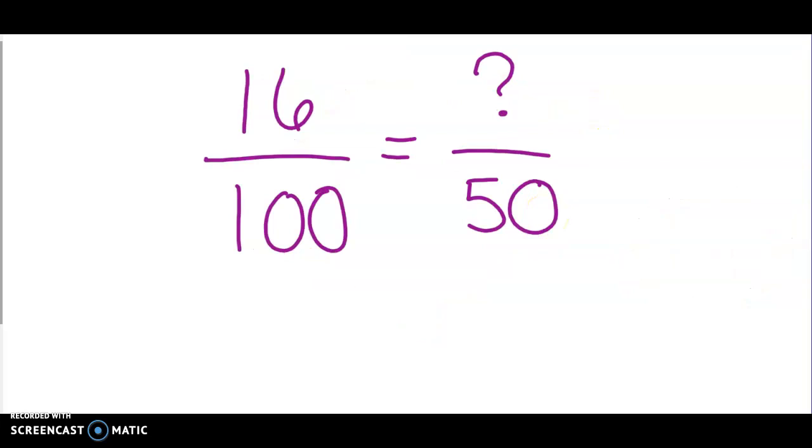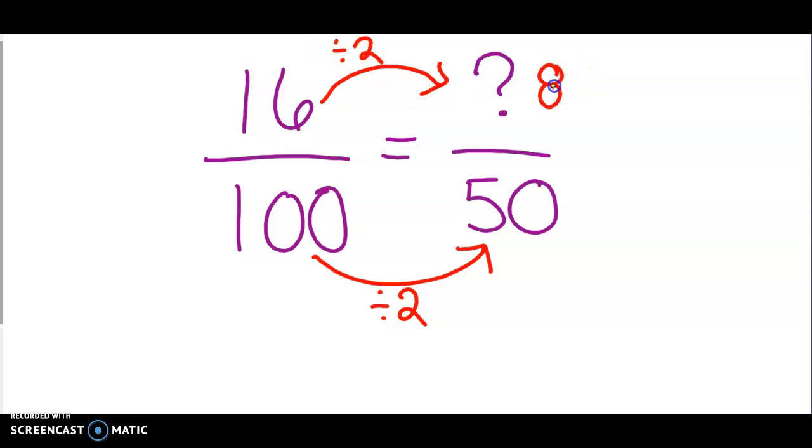Let's look at another. The ratio 16 to 100 is equivalent to the ratio question mark to 50. Here I see that to get from 100 to 50, I can divide by 2. So I'm going to do the same in the numerator and divide 16 by 2. 16 divided by 2 is 8. So I know that my question mark in this one equals 8.